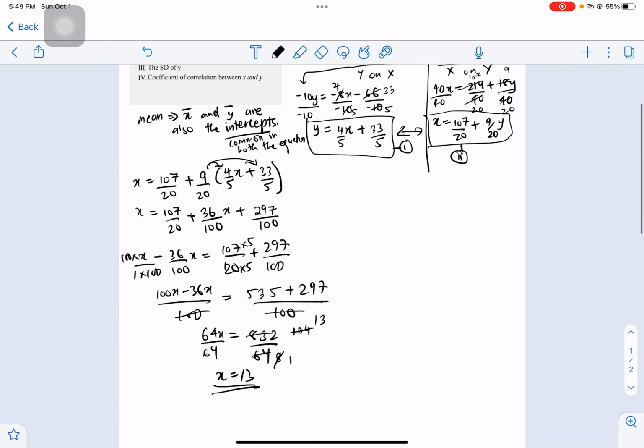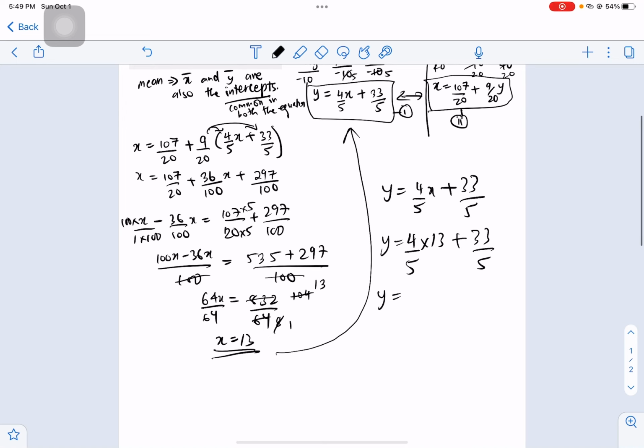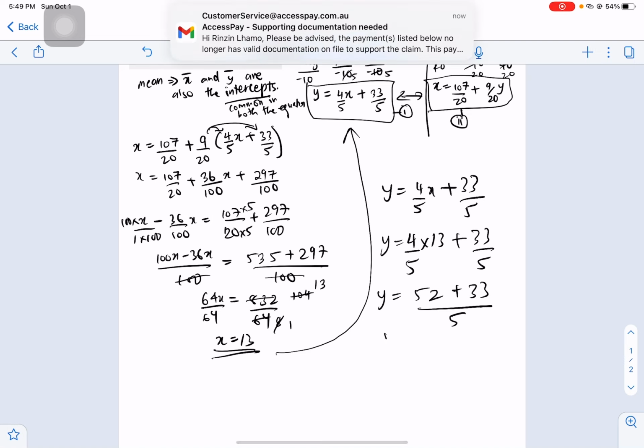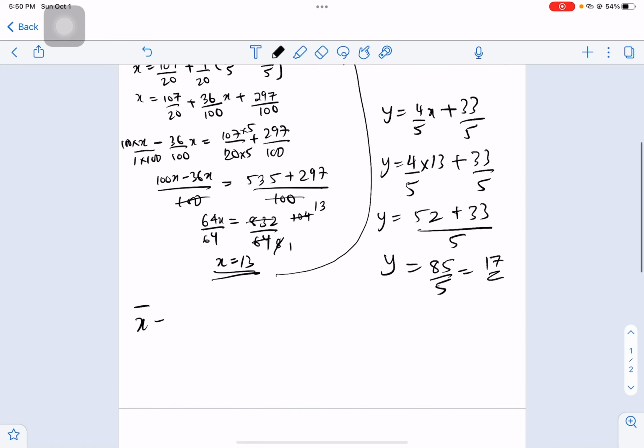So using this value in equation 1, I have y equals 4 over 5x plus 33 over 5. So your y equals, replacing the value of x, which is 13, plus 33 over 5. So y equals 4 times 13 is 52 plus 33 over 5. So y is equal to 85 over 5, which is equal to 17. So you have your x bar as 13 and y bar as 17.